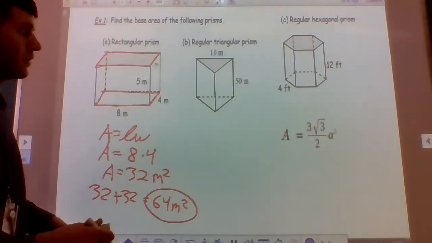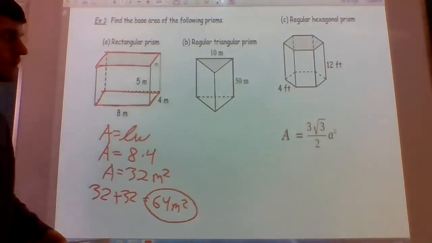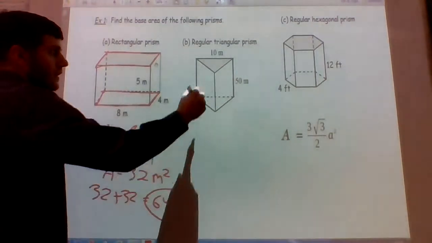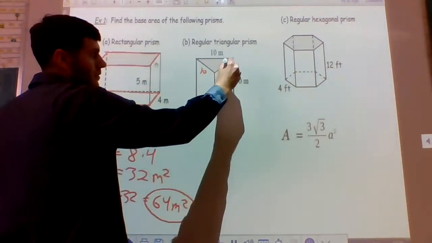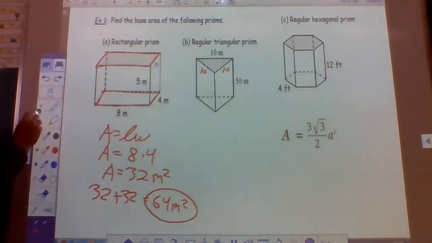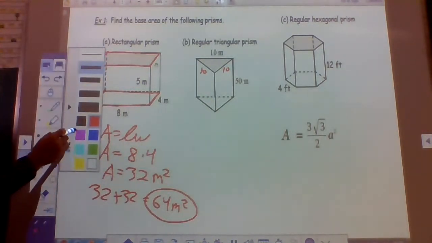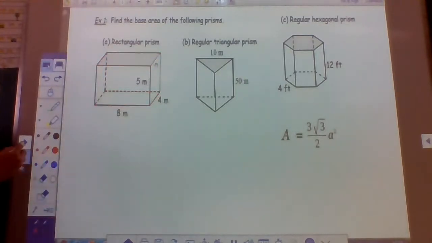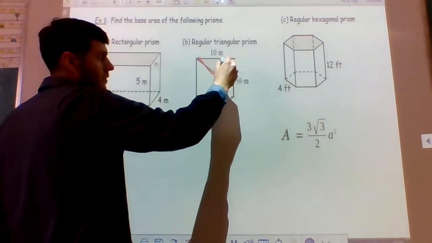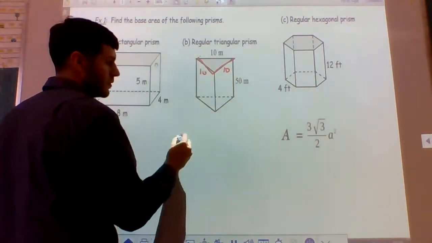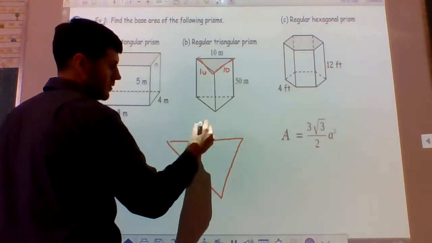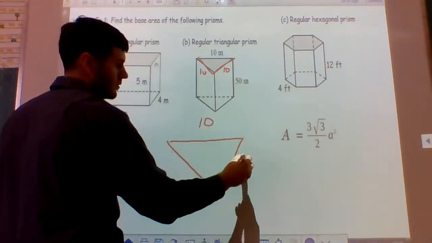Okay. Triangle. So here we have a triangular prism, a regular triangular prism, meaning that our sides are 10, 10, and 10. Let me actually delete this. We need more room for the triangle. Okay, so here's our triangle. The sides here are 10, 10, and 10. So if I draw our triangle out, we have 10, 10, 10, and 10.